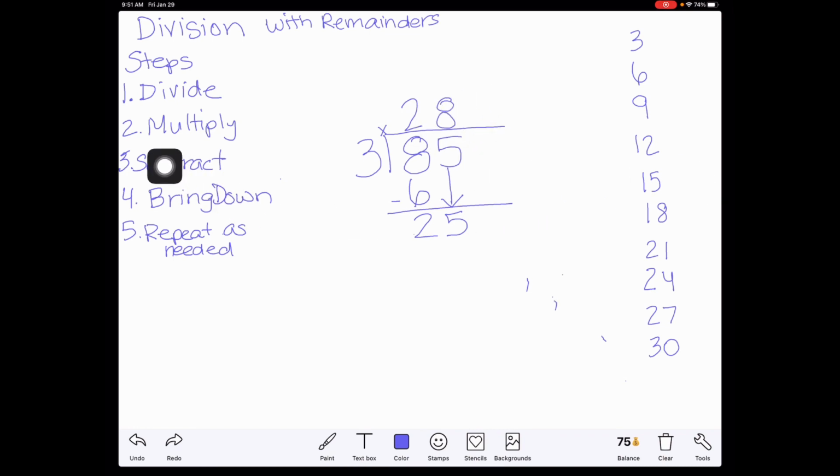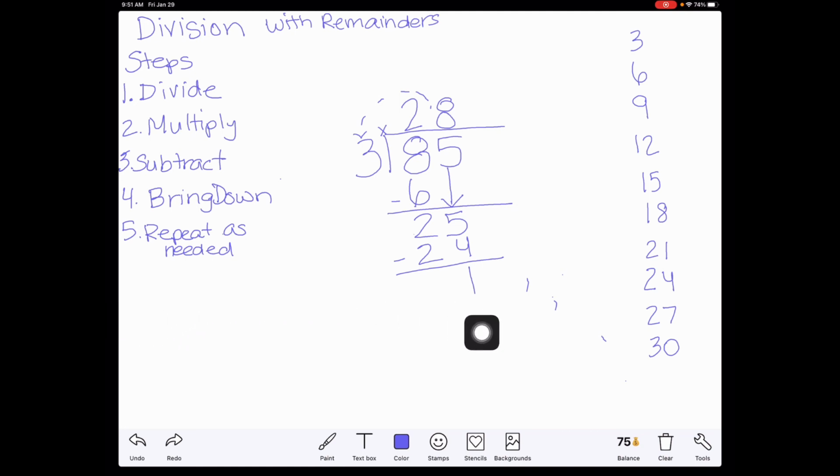My next step is then to multiply. So then I'm going to multiply 8 times 3. And I already checked over here that 8 times 3 is 24. So I'm going to write 24. My next step is to subtract. So I'm going to subtract 24 from 25. And when I subtract 24 from 25, I have 1 left over.